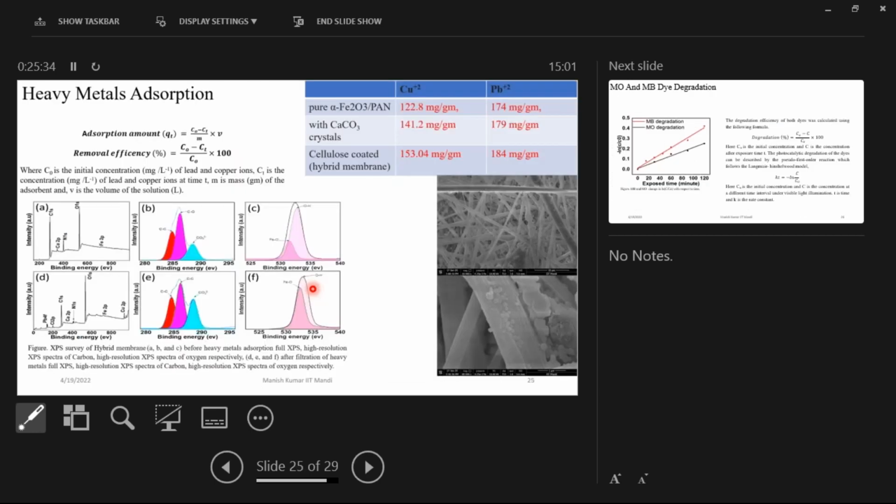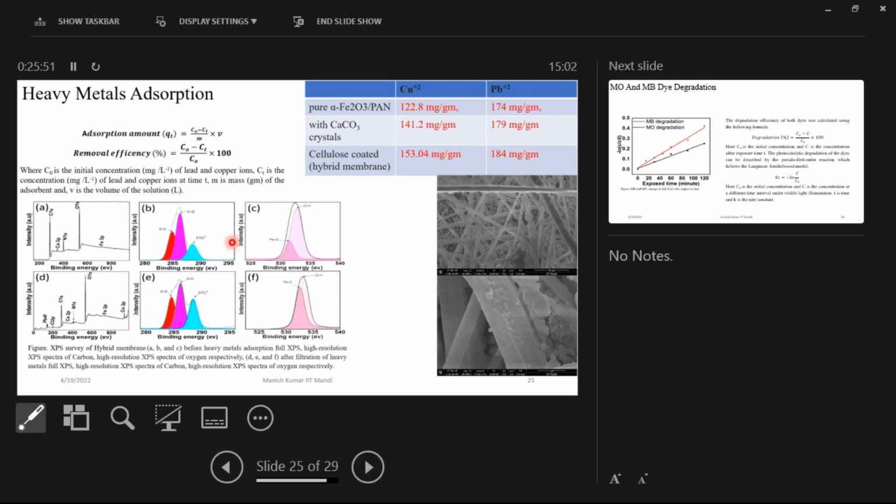Further, this membrane shows a very good heavy metal adsorption capability also, and we found that the maximum adsorption capacity was 153 milligram per gram for copper, and 184 milligram per gram for lead.